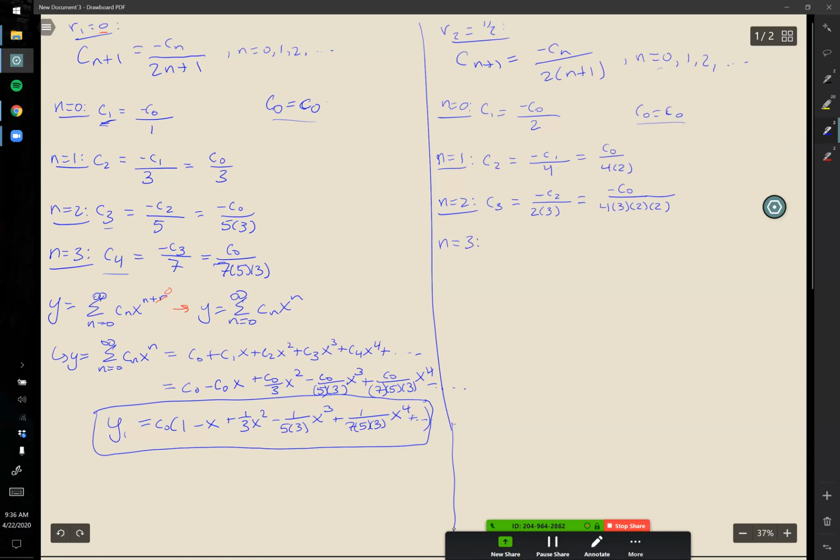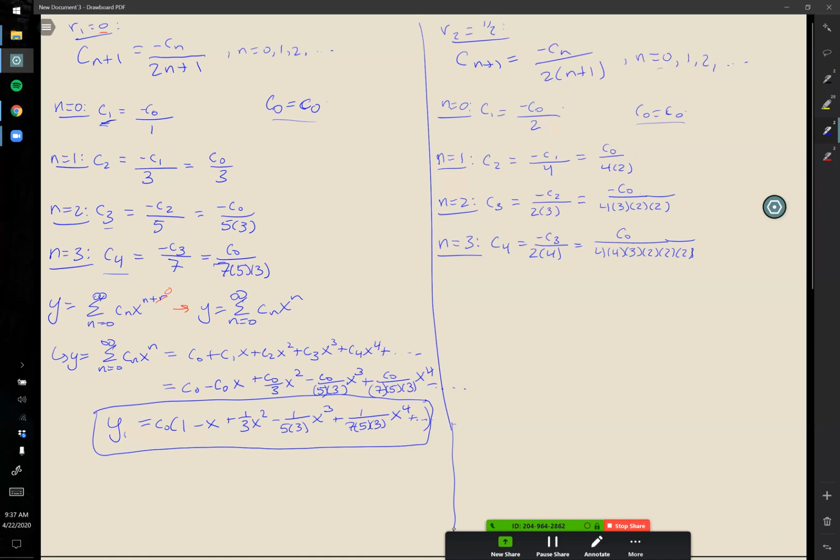I bet there's going to be a pattern here. So C4 is going to be negative C3 over 2 times 3 plus 1, which is 4. C3 was negative, so negative times negative is positive. So it's going to be positive C0 over 4 times 4 times 3 times 2 times 2 times 2. Wow, it's getting really big in the denominator. But we see a pattern. It alternates: positive, negative, positive, negative.